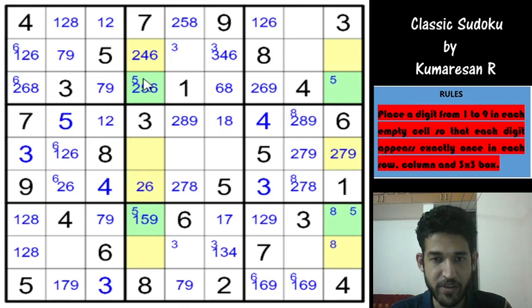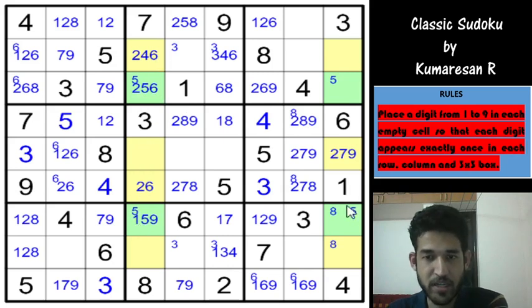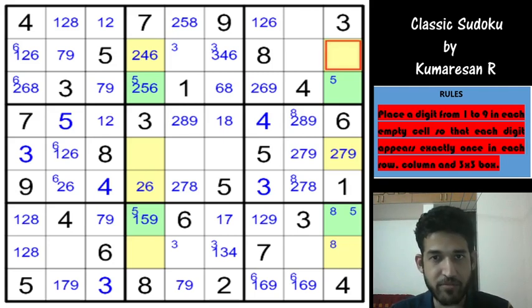Because if I have a 5 here, the 5 in row 7 gets pushed here, and if I have a 5 here, the 5 in row 3 gets pushed here, which means that I either have a 5 in these two cells or I have a 5 in these two cells, and in both the cases the yellow cells can never take a 5. So maybe this cell I can use to eliminate the 5. Maybe it would be helpful, maybe not.